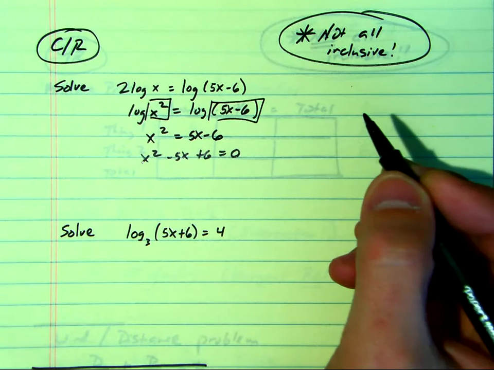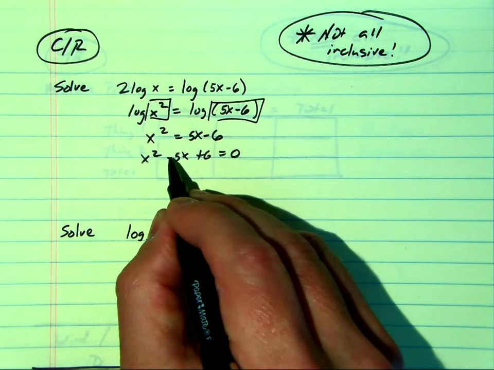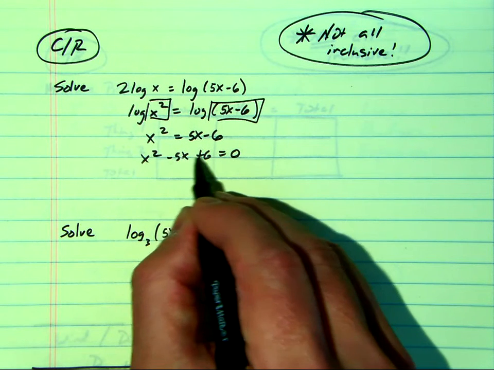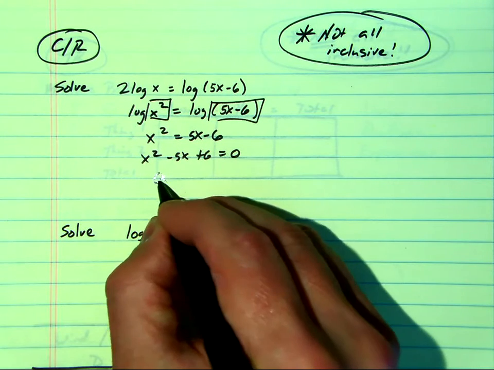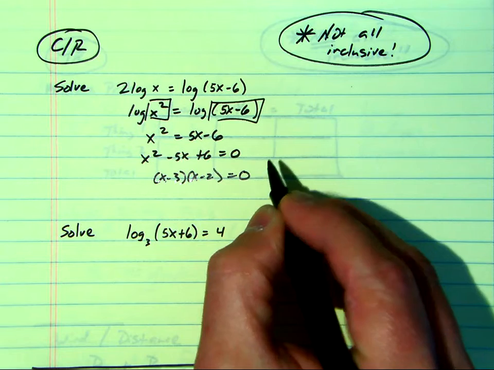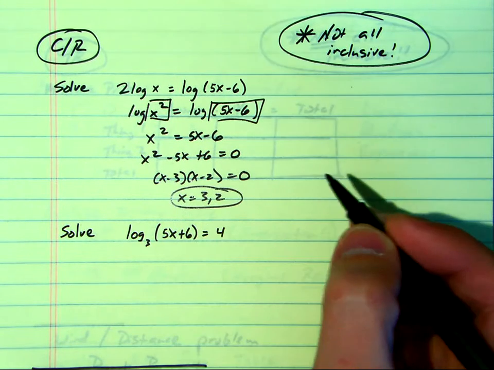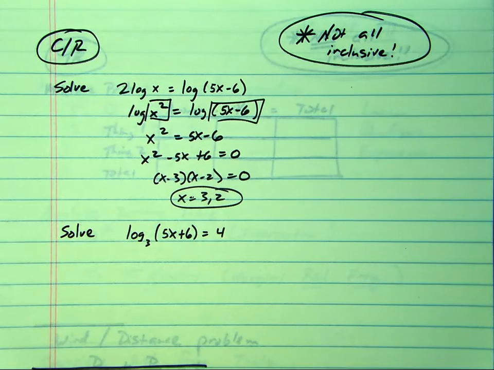And now, after we rearrange, we get this nice, simple quadratic to solve. Okay, magic x factoring. I think this is minus 3, minus 2. Does everybody see that? Magic x. So we'll say x minus 3 and x minus 2 equals 0. Zero product property says x equals 3 and 2. Okay, that's how you solve that one.